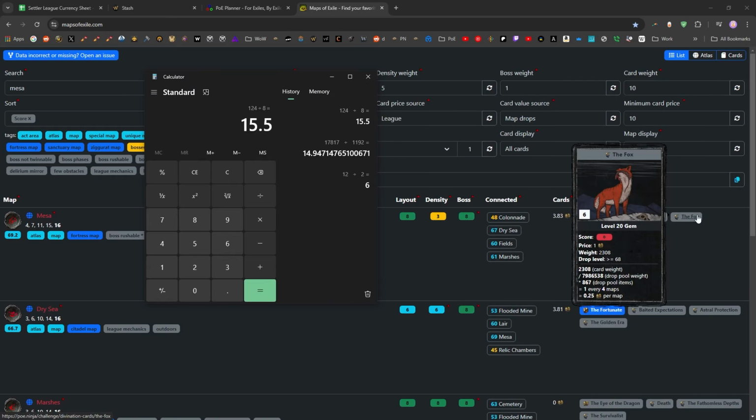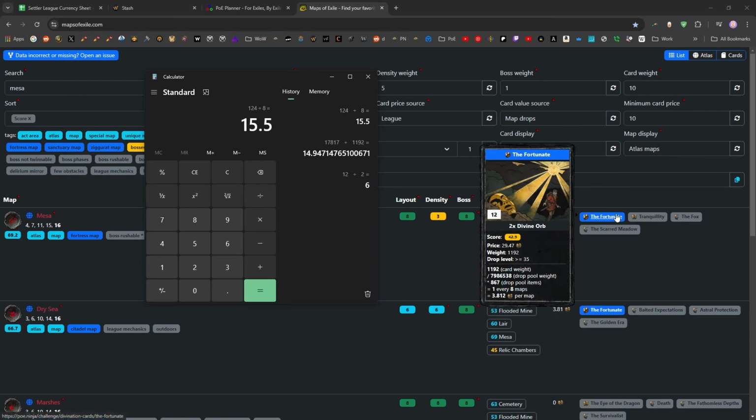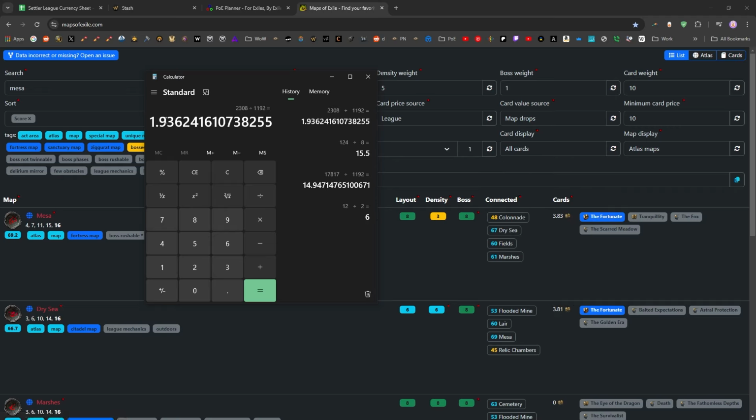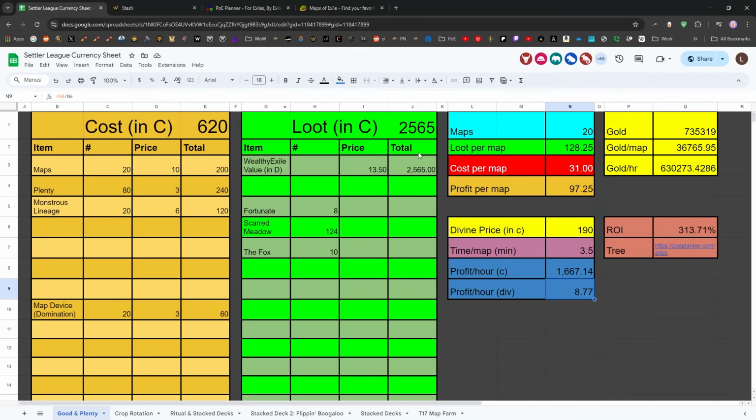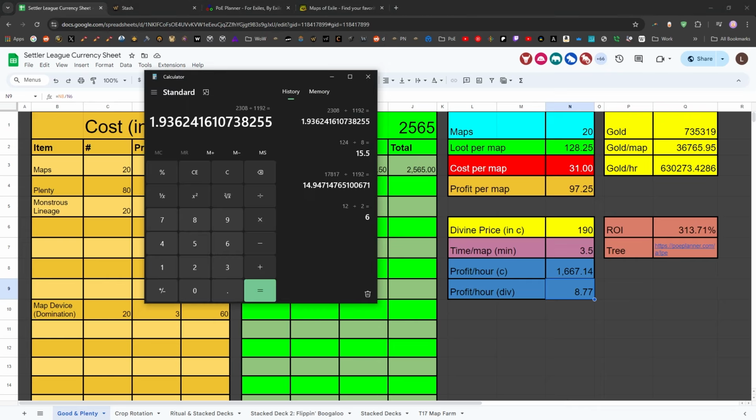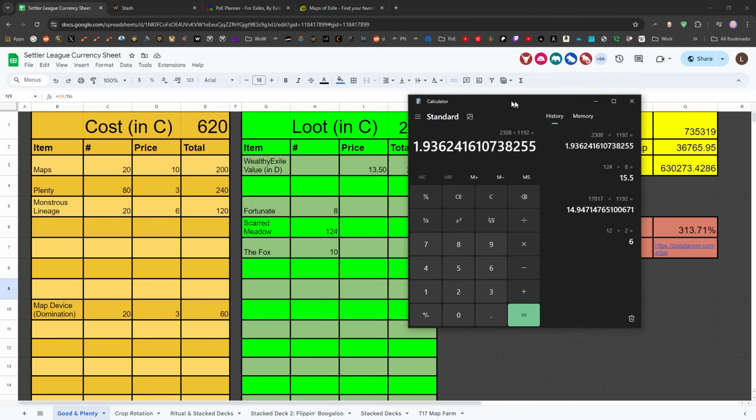Now we could also use the Fox as a measurement. The weight on the Fox is lower, it's 2308, so not even quite double that of the Fortunate, 2308 divided by 1192. It's within the range of being double the weight of the Fortunate. And you'll see that I got 10 Fox cards and 8 Fortunates. So I think I might have forgotten to pick up a couple of Fox cards. Like, I saw them in my mind, just went no and filtered them out. But even so, maybe the Fox drops were a little unlucky. Maybe the Fortunate drops were a little lucky. I'm not sure. I don't think so. I think this all pretty much lines up just fine.